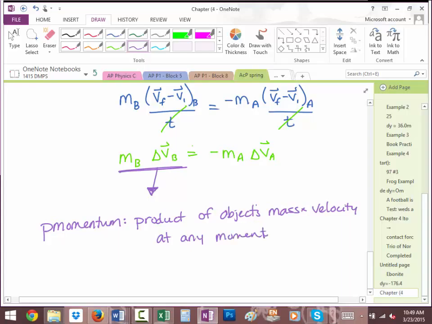Momentum is marked with the letter, anybody want to give it a guess here? P. And it is a vector, mv. An object's momentum is the product of its mass times its velocity at a given moment. And the change in that momentum is the same on both sides. We're going to do a lab on Wednesday that will show you that that is really true.